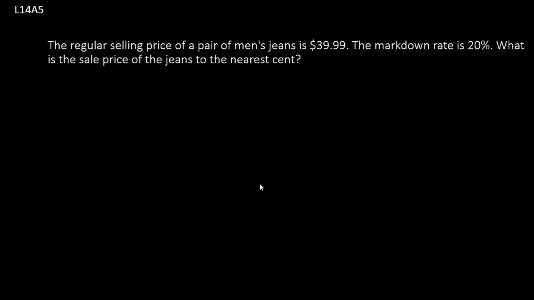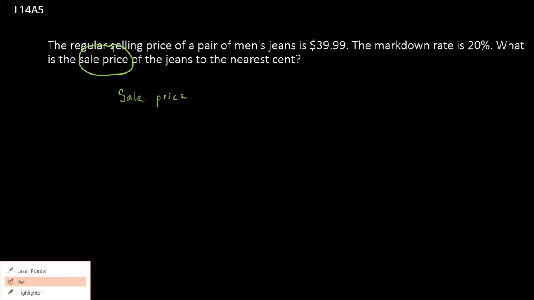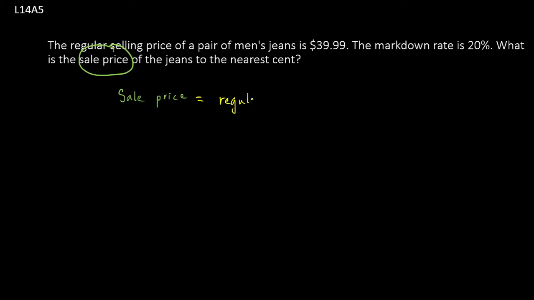Let's do another sales price example. So the regular selling price of a pair of men's jeans is $39.99 and the markdown rate is 20%. What is the sale price of the jeans to the nearest cent? So once again, identify what they're asking for. They're asking for sale price. Now pull out any equations that might be useful. So in this case, once again, we need to know that sales price is equal to regular price, regular selling price, I'm just going to write regular, minus our markdown.